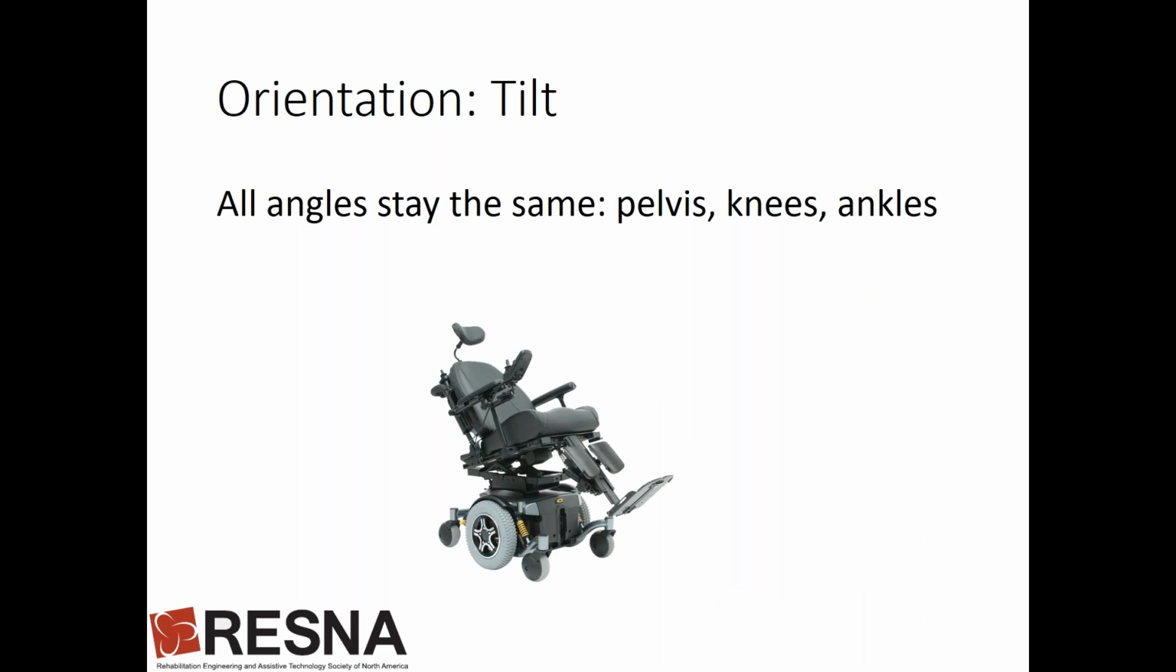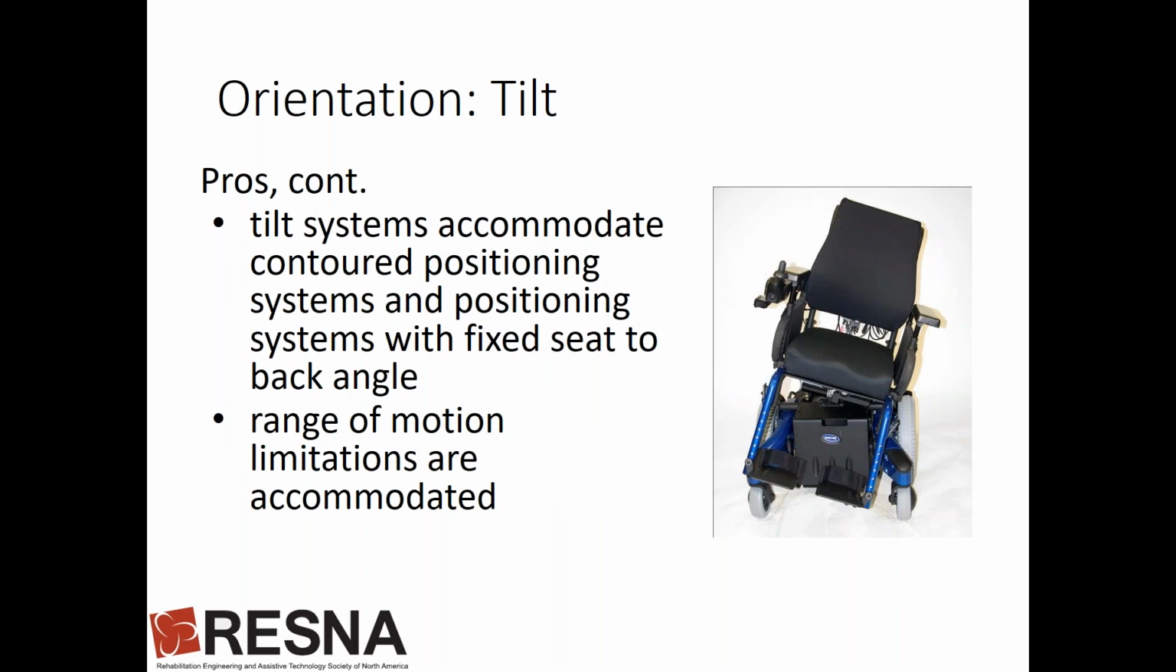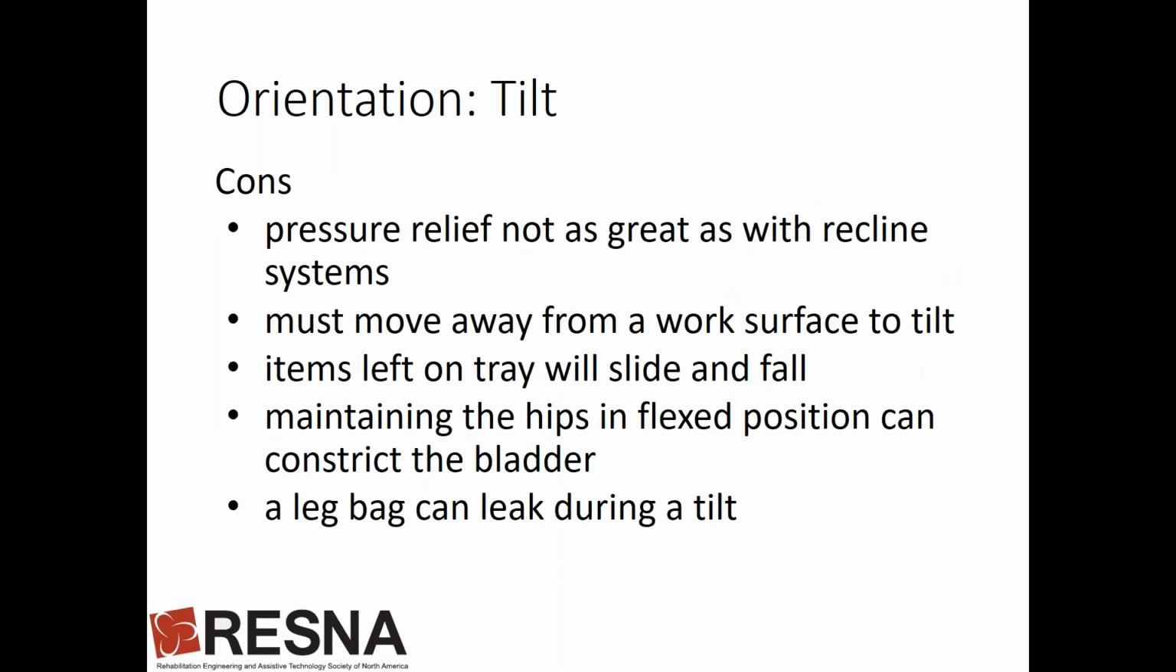So with the tilt, all angles stay the same. Pros: it redistributes pressure. You are inhibiting muscle tone and maintaining posture. You have very limited to no shear forces, and everything is staying around you. Tilt systems accommodate contoured custom seating wonderfully, and you don't have any range of motion limitations. Con is that pressure relief is not as great as with recline, and that can be debatable, and I'll talk about the combination in a minute.